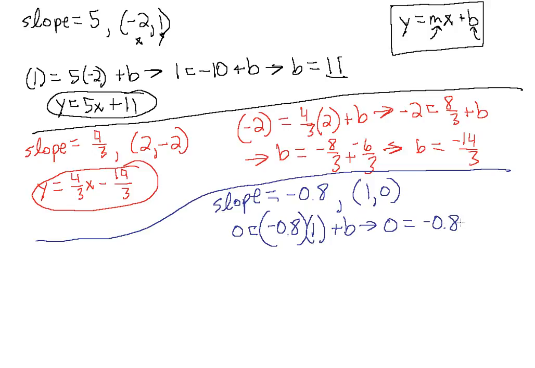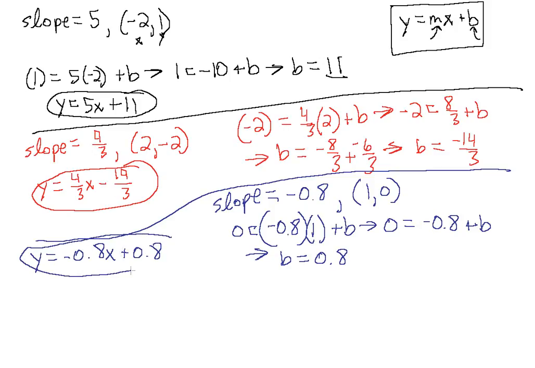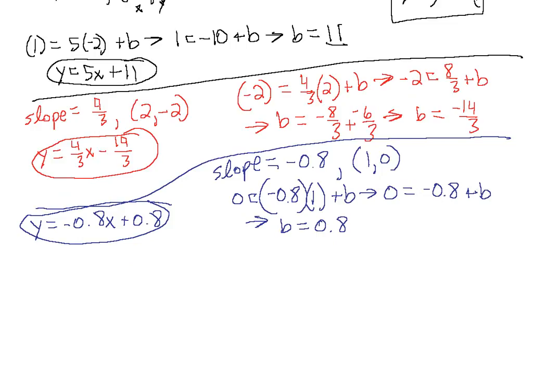Minus 0.8 plus b. We can solve for b by adding 0.8 to both sides. So b equals 0.8. And we can write the general form of our equation: y equals our slope, which is minus 0.8, x plus 0.8. And that's our answer. That was actually pretty simple. You can see how having very simple points makes the equation and our job very simple.